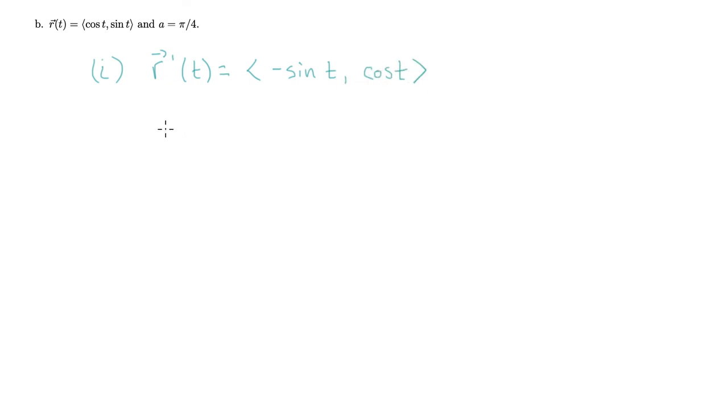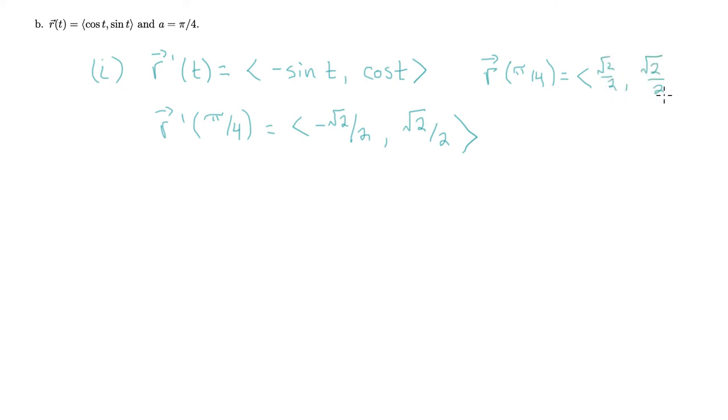Okay, and then if I evaluate at pi over 4, this is going to be minus root 2 over 2 and root 2 over 2. And then, again, just for good measure, the position vector at pi over 4 is just root 2 over 2, root 2 over 2.